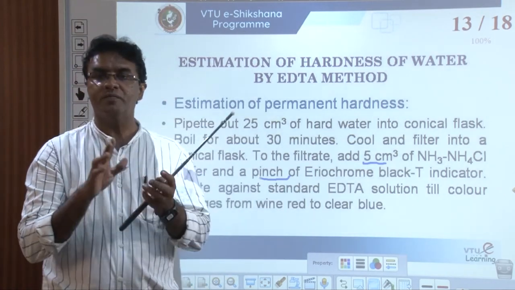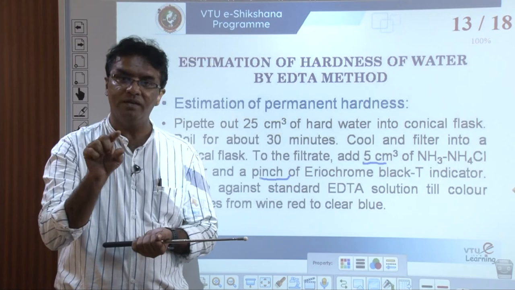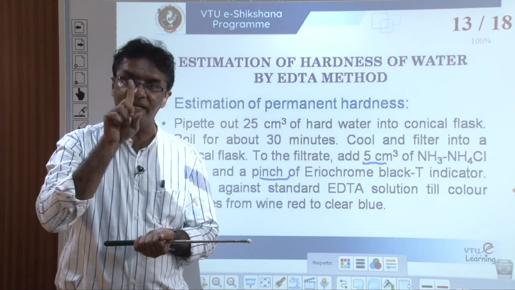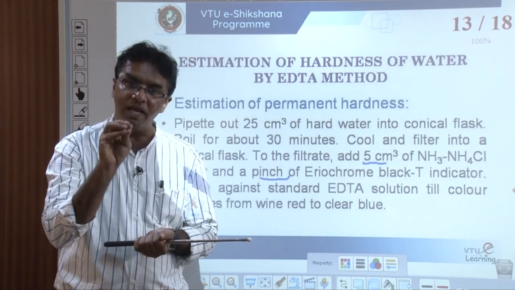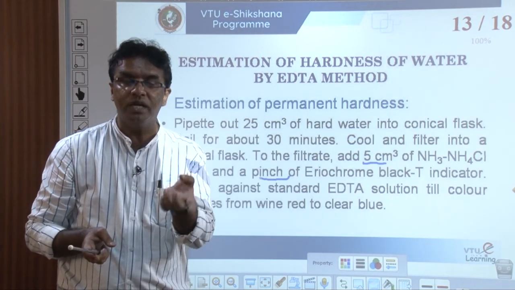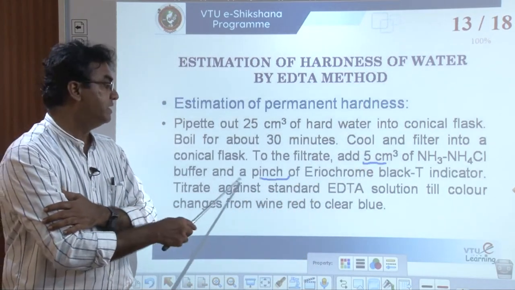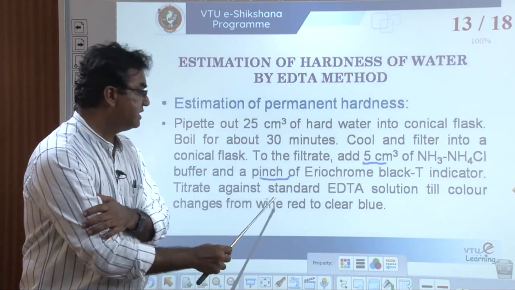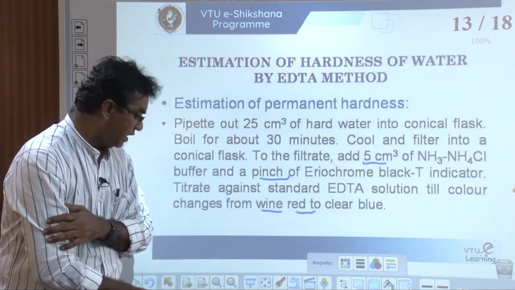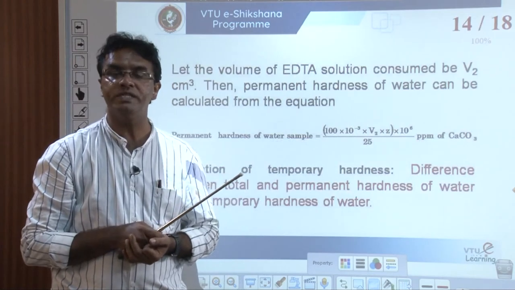I repeat once again. Suppose you have some water sample. From that water sample, you are taking 25 ml, carrying out the experiment, finding out total hardness. Then, from the same water sample, take another 25 ml of water sample, boil it for half an hour. After boiling it, filter it, collect the filtrate. To that filtrate, you add 5 ml of ammonia, ammonium chloride buffer, and a pinch of ferrochrome black T indicator, titrate against EDTA till the color changes from wine red to blue. This volume, we take it as V2 cm cube.